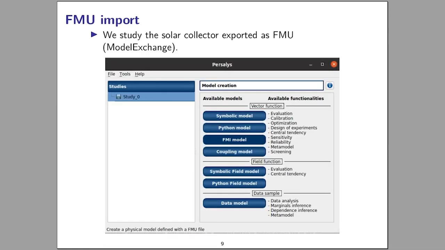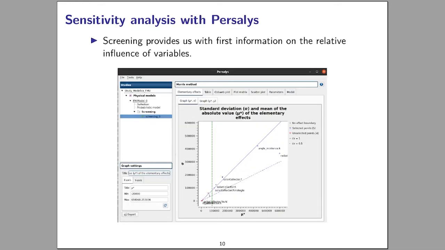So at first, we exported the solar collector model from the Modelica language to an FMU. This FMU is a model exchange format, yet it has no importance. It could have been co-simulation also. Persalys supports both. So we import the FMU in Persalys, and we perform first a screening. By screening, I mean the Morris method. And this screening provides us with first information on the relative influence of variables.